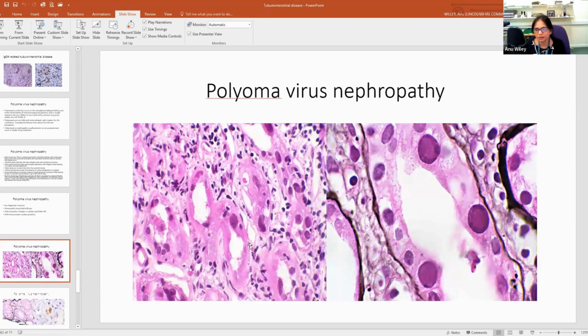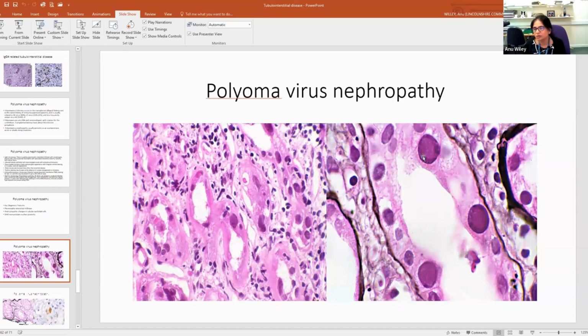So that is what it looks like. You can see there are two pictures here. This is a slightly lower magnification where you can see a bit of acute tubular injury. There's also a bit of tubulitis, if you notice, where there are lymphocytes in some tubular epithelial cells. Along with that, you've got these large nuclei which have a ground glass appearance, with some of them showing a slightly darker center.